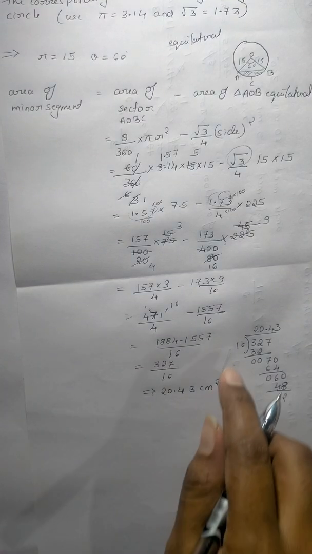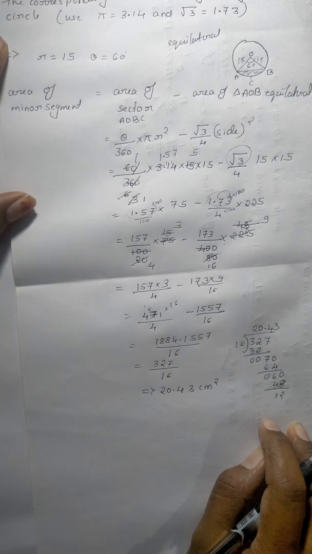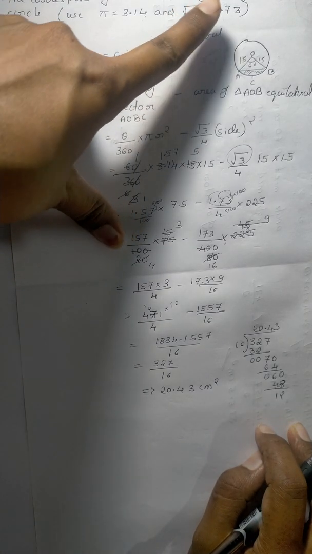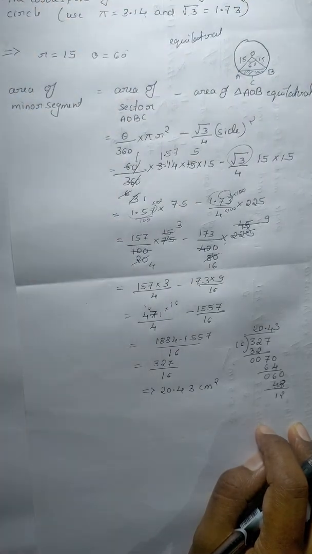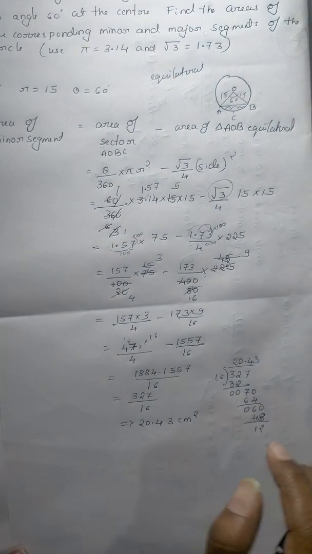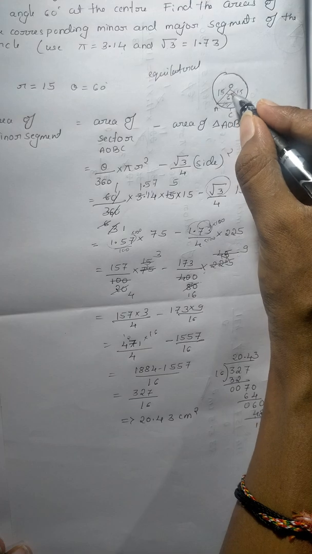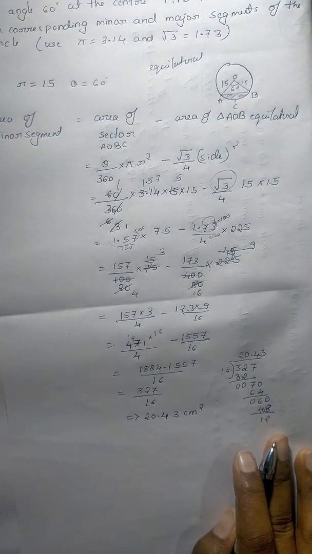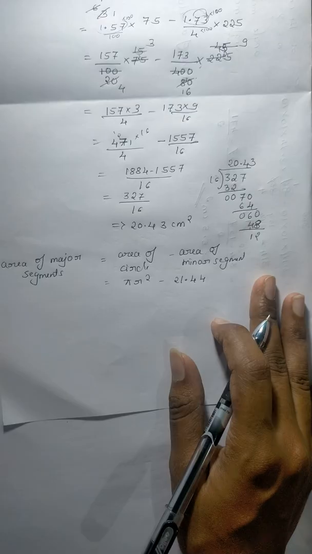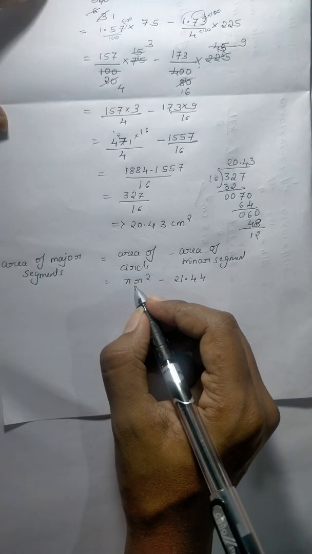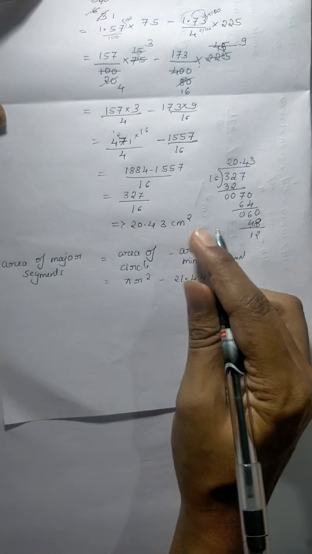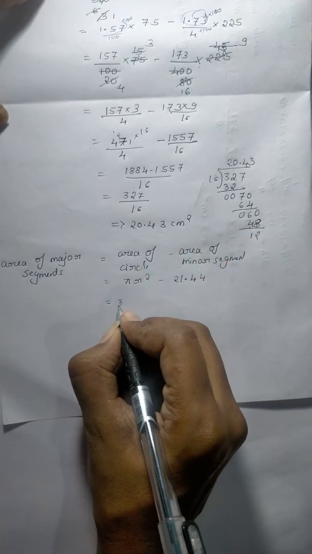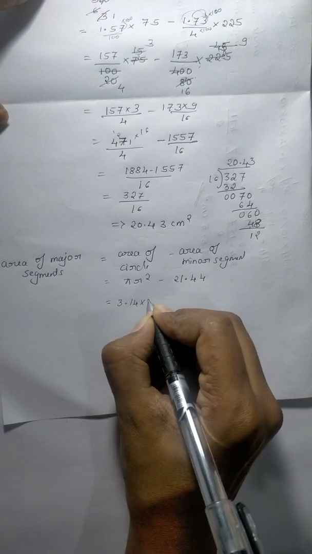So this they have asked in the question, area of a minor segment. So area of minor segment calculated. Now we have to calculate the area of a major segment. To find the area of the major segment, we know the formula: from the overall circle, we remove the minor segment area. So use that formula, substitute the formula. By using the formula pi r square, area of the circle, minus the area of the minor segment we have calculated. So pi r square, the value of pi we use as 3.14.